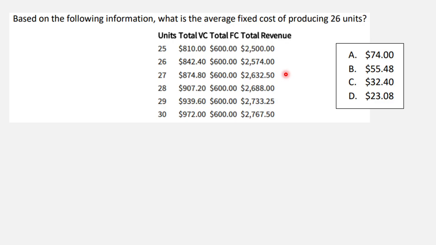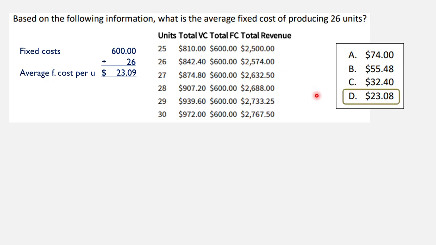Let us answer this one. Based on the following info, what is the average fixed cost of producing 26 units? When we talk about average cost, we take the cost and spread it out to the units involved. 26 units produced, pinapakuha sa atin yung average fixed cost. So pag average fixed cost, 600 lang yan, divided by 26 units, that would be 23.08 per unit. The correct answer is D or dog.